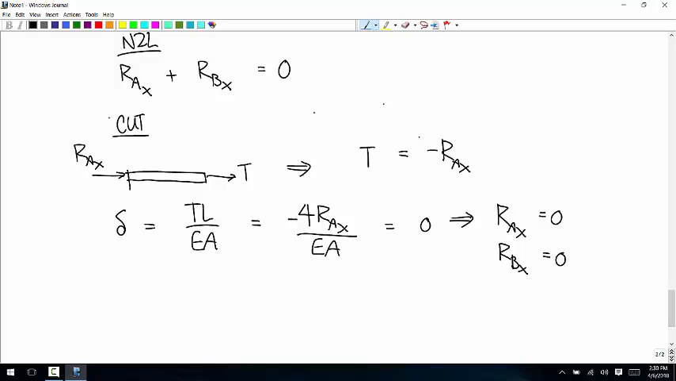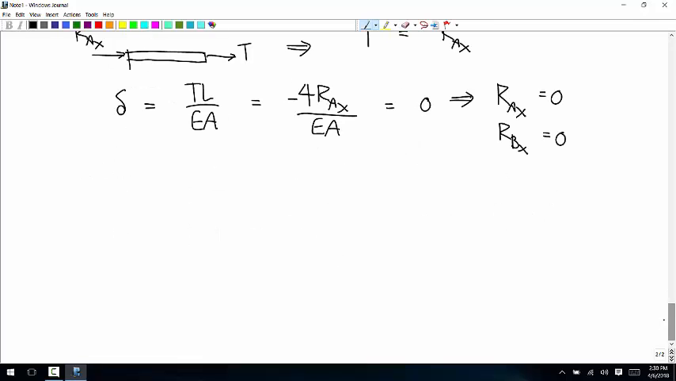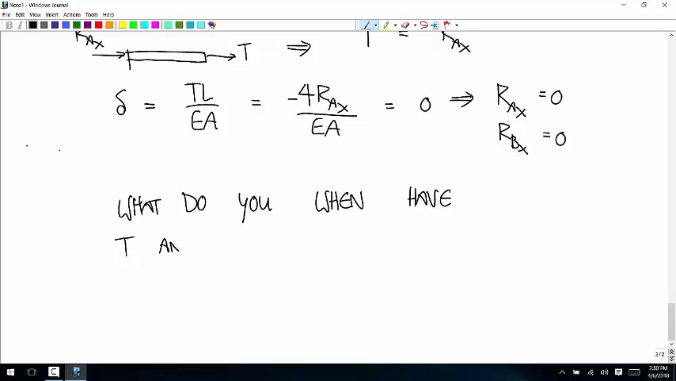Okay. There's one more thing I want to say about macroscopic deformations, and it holds for all of the statically indeterminate systems too. What do you do when you have tension or compression and torque and bending moment?